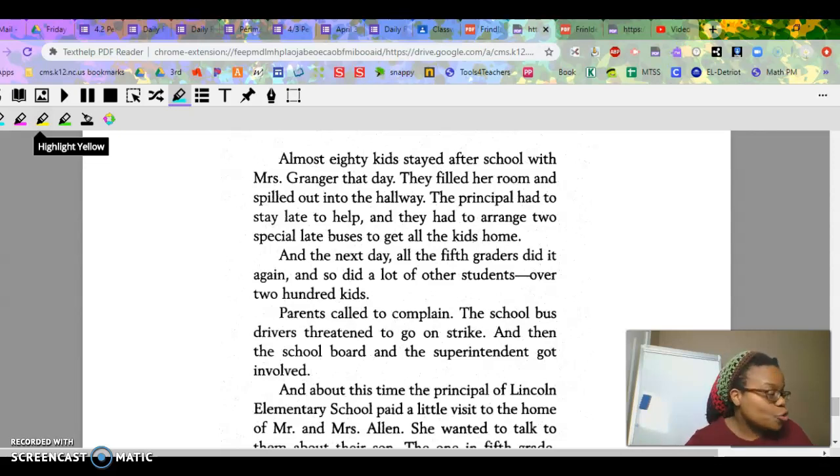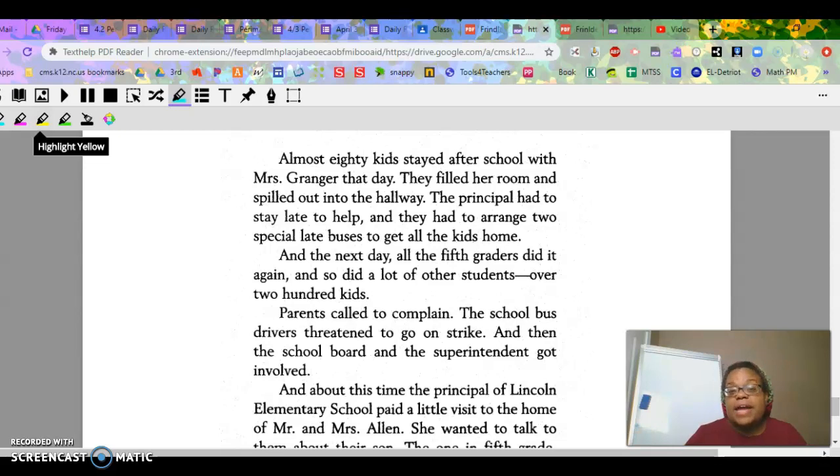So you all chose that many students say the word Frindle. But this is bigger than just the other kids. We want to think about everybody. Okay, so if I look at that last page, it says almost 80 students stayed after school with Mrs. Granger that day. Why? Because remember, she put up that sign that says, if you say Frindle, you're going to have detention. So that's one thing that's happening.